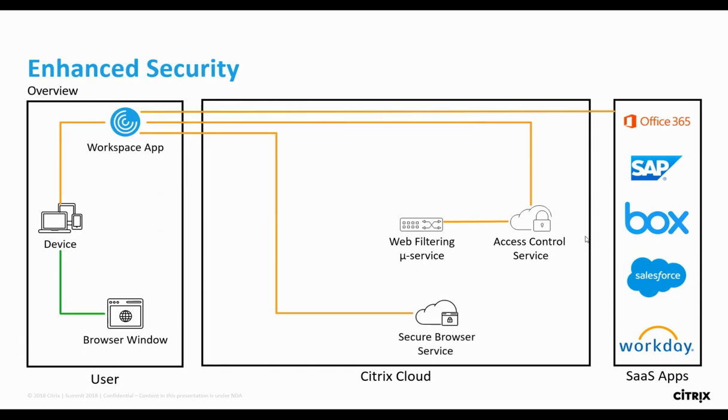Now, when I use Workspace Web, I already have that connection. I'm accessing the SaaS app via the secure browser service. So when I select a link within the secure browser service, that link gets intercepted by the browser. It gets forwarded out to the access control service where we analyze it with the web filtering microservice. And the same thing happens. Do I deny it? Do I allow it? Or do I redirect it to the secure browser service, which means it allows it? So using the web filtering as part of enhanced security, you get that capability in there as well, to protect the user from any URL that's within the SaaS application.